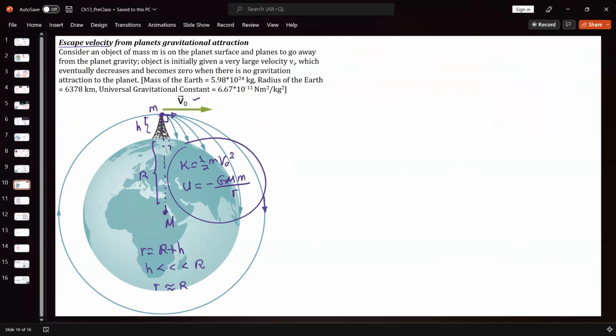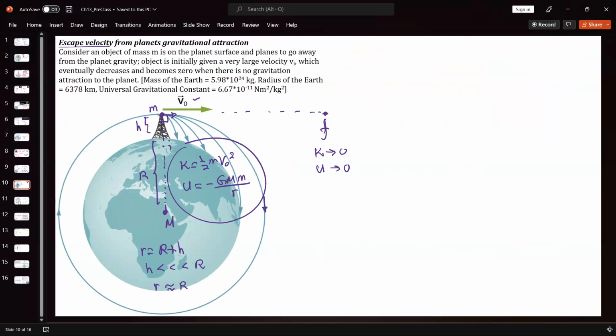If we provide enough energy, this object completely goes away. At some point, it is completely separate from the Earth's attraction. Let's consider that the final point. At that point, the object's velocity will eventually become zero, so its kinetic energy will reach zero. Its potential energy also will reach zero because there's no more gravitational attraction.